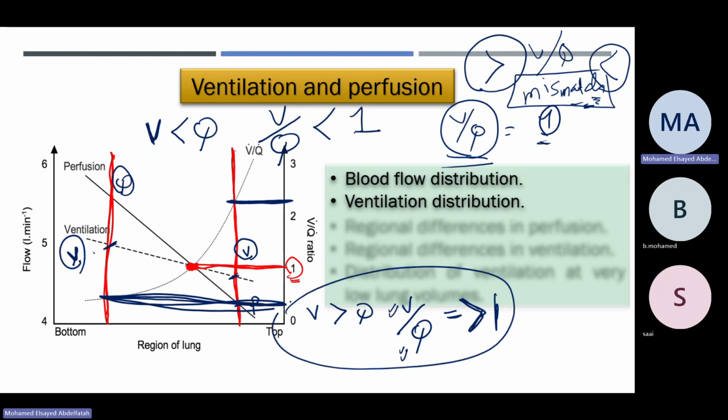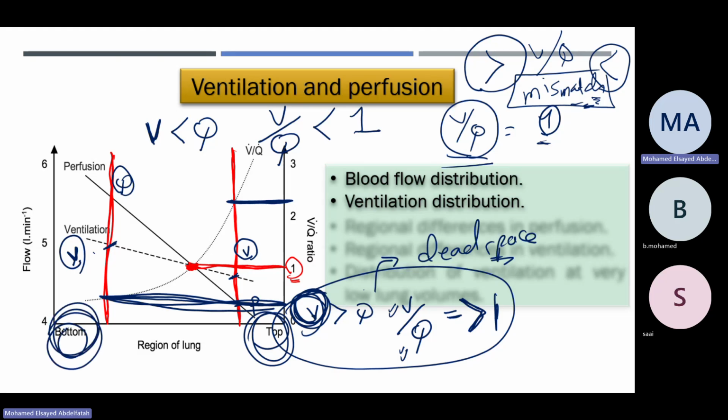When ventilation is higher than perfusion, this means that some of the alveoli are ventilated but not perfused. So this is called dead space. And this occurs at the apex of the lung. At the base of the lung, ventilation is less than perfusion. So some of the blood does not perfuse any alveoli. So this blood passes from the right side to the left side without taking part in gas exchange, and this is called shunting.